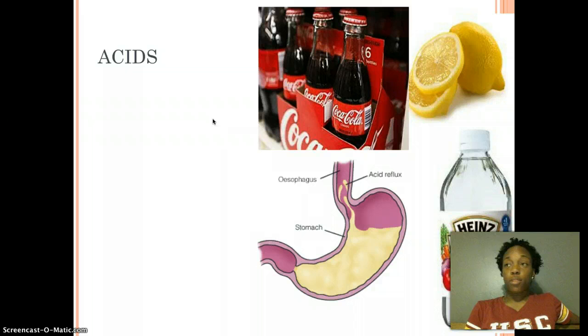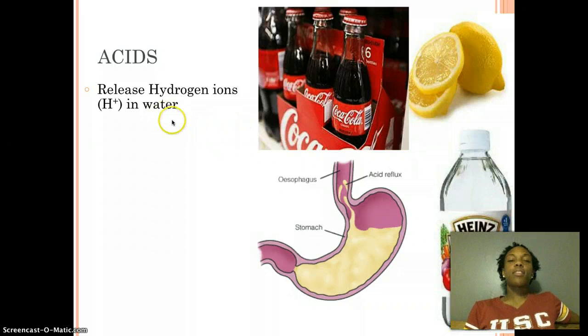Today's lab was all about acids and bases. So first we're going to go over acids, then over bases, and then a little bit more about pH and what that means. As you can see in these pictures, we got some acids. We got Coca-Cola, which we tested today, and we found out it is an acid. We've got lemon, and we know that the juice from a lemon is an acid. We got stomach acid, which we know we have, and also vinegar, which is an acid, acetic acid.